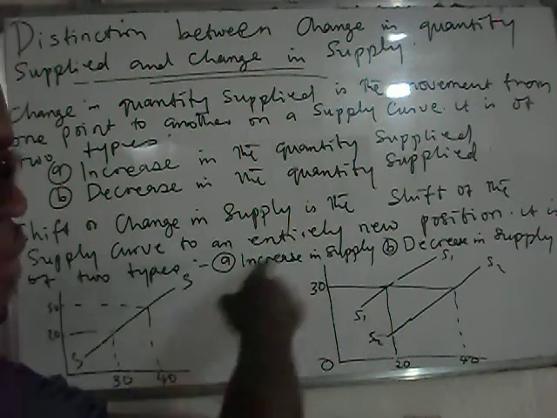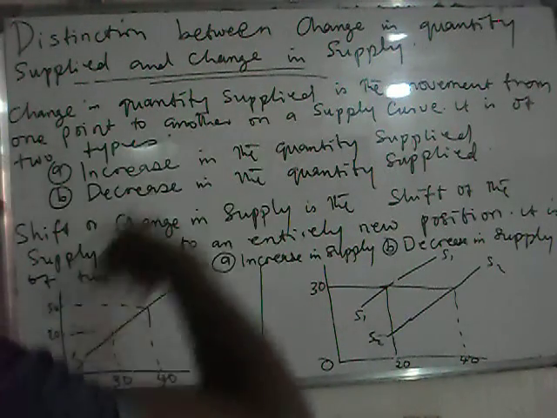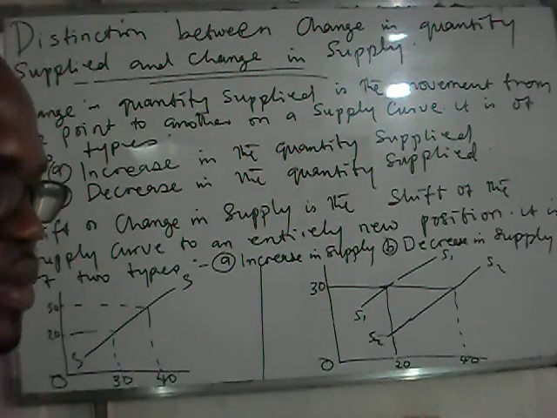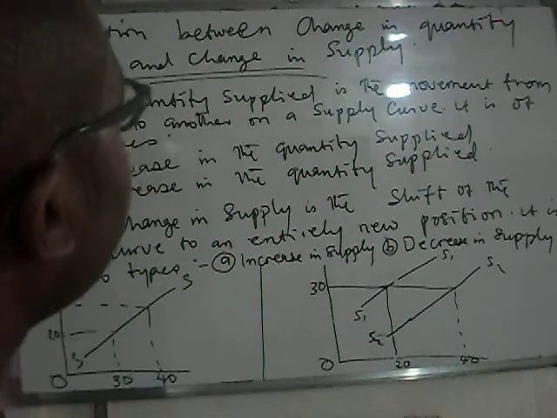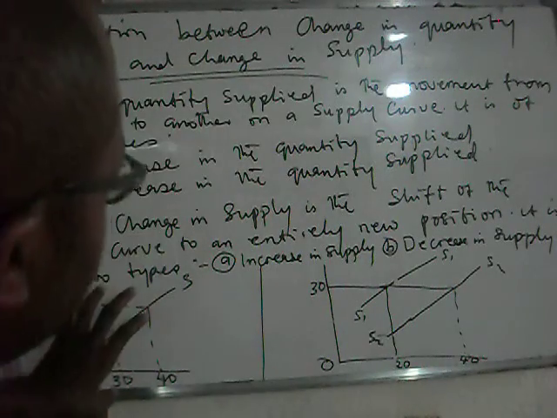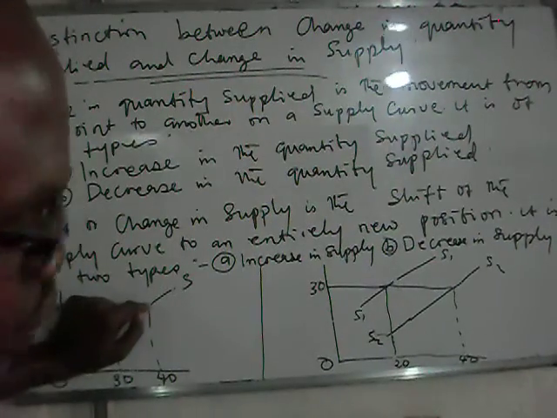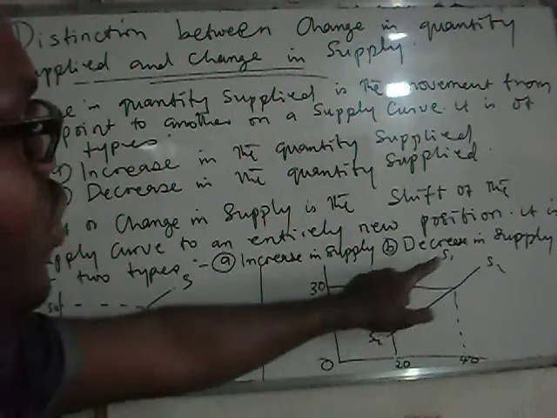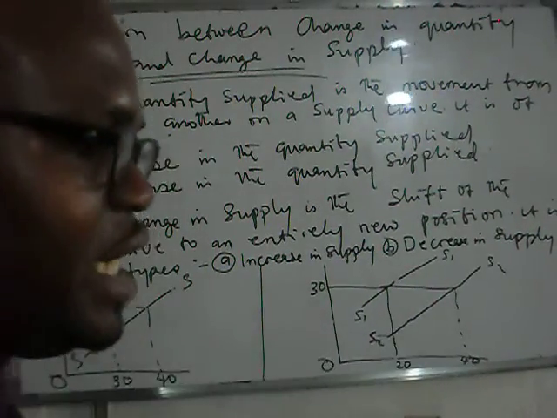So whenever you have two supply curves, then we are talking about shift or change in supply. But when you have one, you are talking about change in quantity supply. Is that clear? So that is the main difference between change in quantity supply and change in supply. Here there is one curve. It is actually the movement from one point of the curve to the other. Whereas here there is total shift of the curve to an entirely new position.